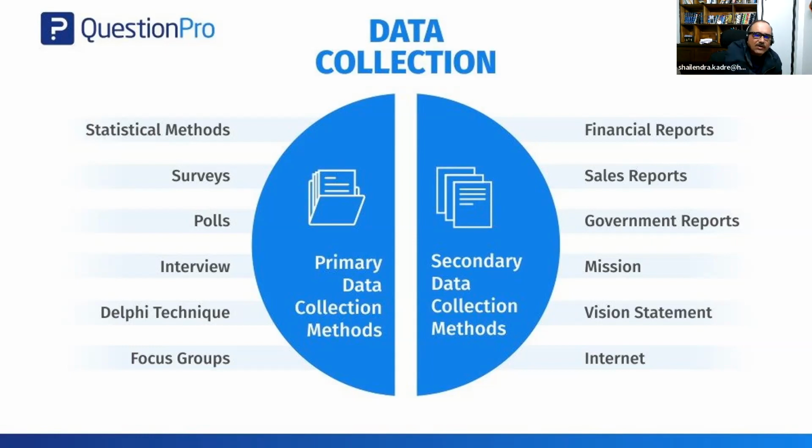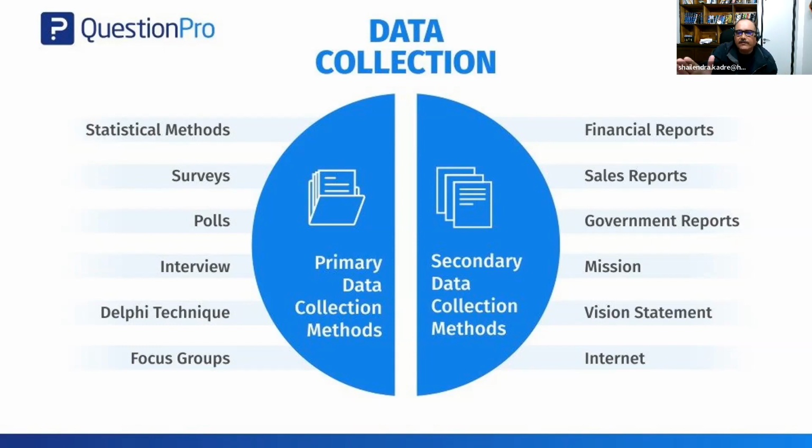So on the left hand side, the sources you see are statistical methods, surveys, polls, interviews, Delphi techniques, and focus groups. I would like you to search today what the Delphi technique is and what focus groups are. You should be aware of what Delphi techniques are. I'm not going into detail right now. So these are primary sources of data.